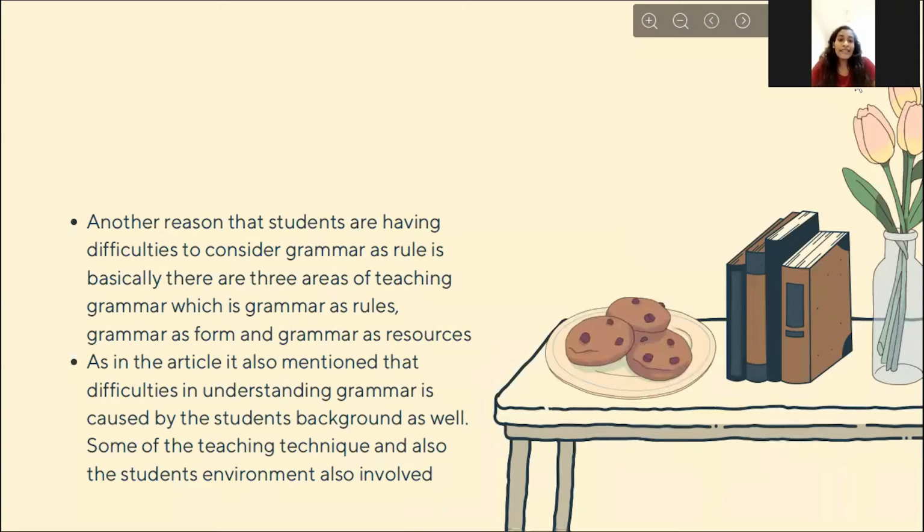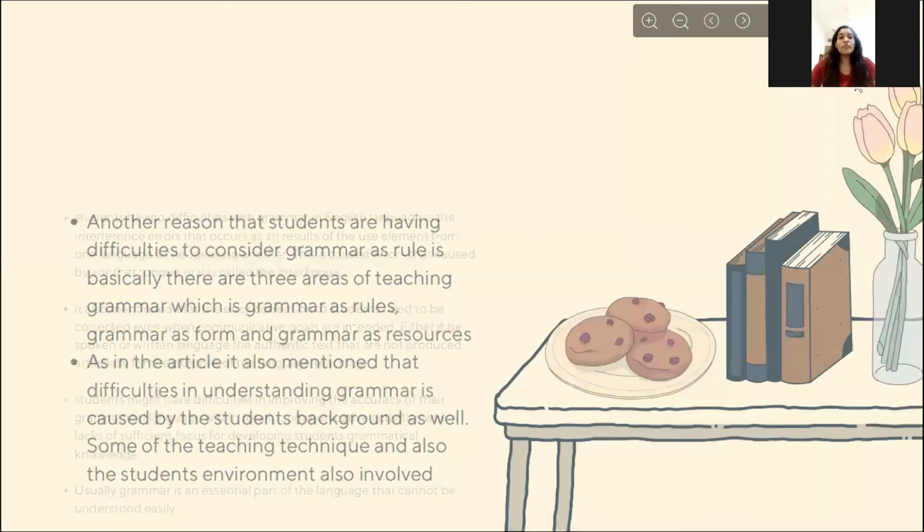And in this article, it is also mentioned that difficulties in understanding grammar are caused by the students' background as well. Some teaching techniques and also the students' environment where they have learned the grammar can also cause difficulties for the students to understand the grammar that is being taught.